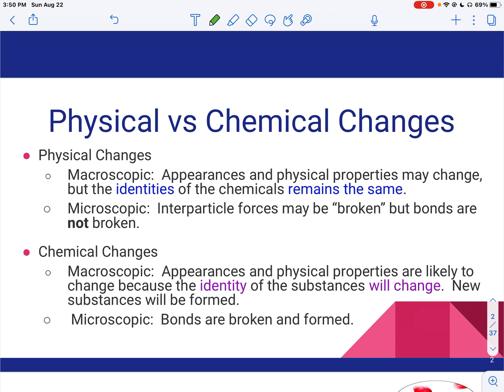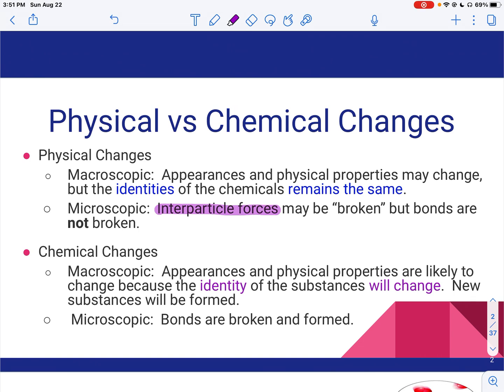You might remember from your first year class that a physical change is when physical properties are altered, but the actual substance doesn't change what it is. Okay? So change in state is a really good example of that. You're changing how spread out the particles are, how much energy they have, but you're not changing what those particles actually are. So in a physical change, interparticle forces may be broken, but the bonds are not broken.